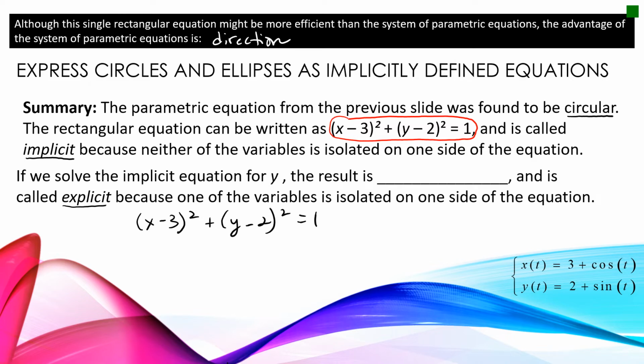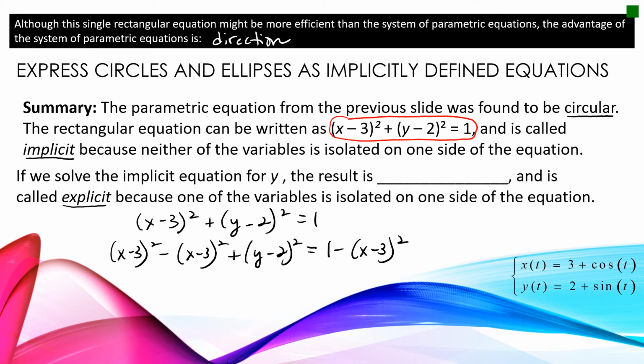If I have x minus 3 squared plus y minus 2 squared equals 1, and I want to isolate a variable, if I have thoughts about putting this into my graphing calculator, I might subtract x minus 3 squared from both sides. Now I'm not going to worry about multiplying that out. I'm just worrying about getting the y by itself. And I actually think that if I were to multiply it out, it would make it worse, because then I would have a y squared and a y. So I need to get that y untrapped from the square.